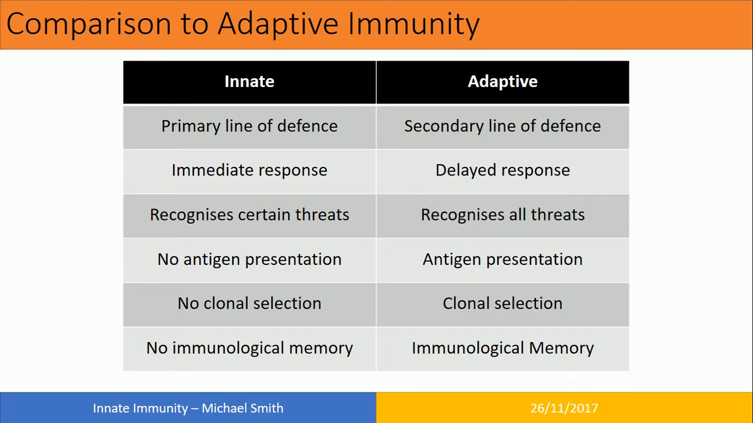So this is the key difference between the innate and the adaptive immune system. Our innate immune system is a very quick response to very obvious threats, whereas our adaptive immune system takes slightly longer to get going, but is able to recognize all of the threats, even those that are less obviously different, and then creates this immunological memory so that if the pathogen is to return, then you're still able to fight it off again and more quickly the second time round.